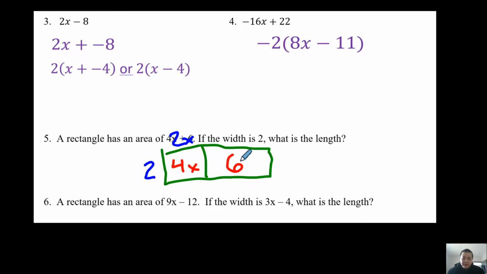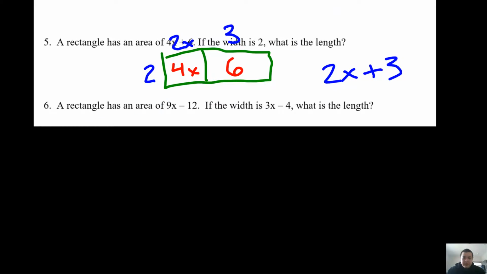Over here, this has an area of 6, so this length right here has to be 3, because 3 times 2 gets us 6. So therefore, the length of this entire rectangle from here to here is 2x plus 3, because it's both the lengths combined. So the length for the entire thing is 2x plus 3.